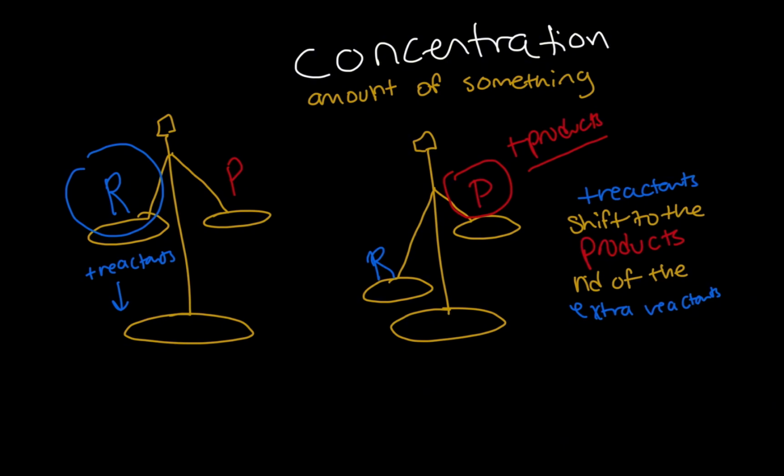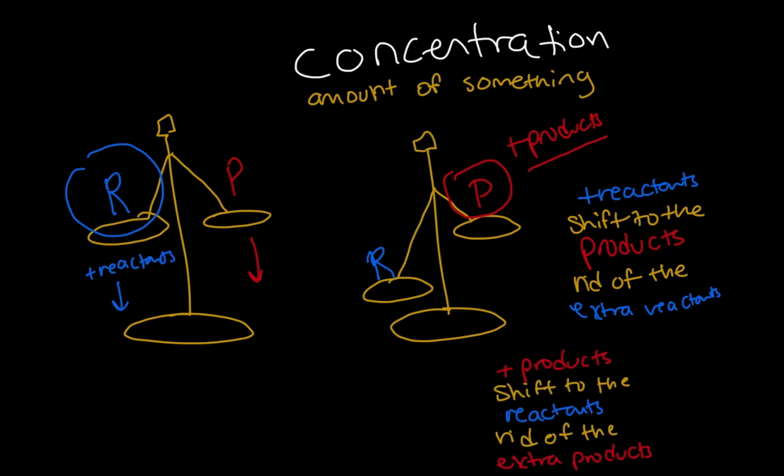If we add more products, now this side of the scale is going to tip down, and we're going to have to shift to the reactants in order to get rid of the extra products. So if we're shifting to the products, we're shifting to the right, and if we're shifting to the reactants, we're shifting to the left. Now I want you to imagine that you're at a grocery store.